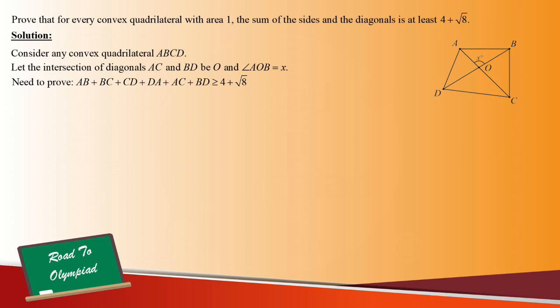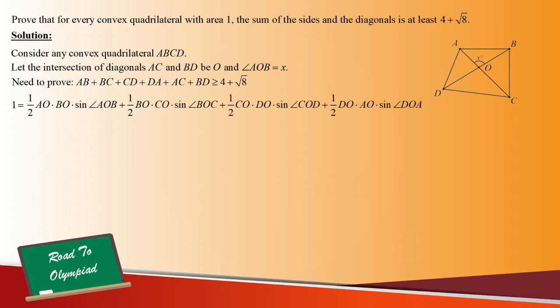Notice that the area of the quadrilateral can be written as the sum of the 4 triangles AOB, BOC, COD and DOA this way, which is equal to 1. And the equation can be simplified into this one. Notice that the angles AOB and DOC are clearly equal to X, but angles BOC and AOD are actually equal to 180 degrees minus X. But sine of 180 minus X is simply sine of X. That's why we obtain the equation here.